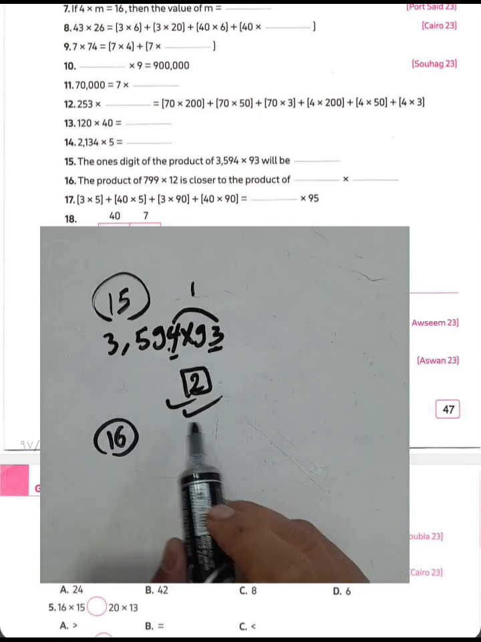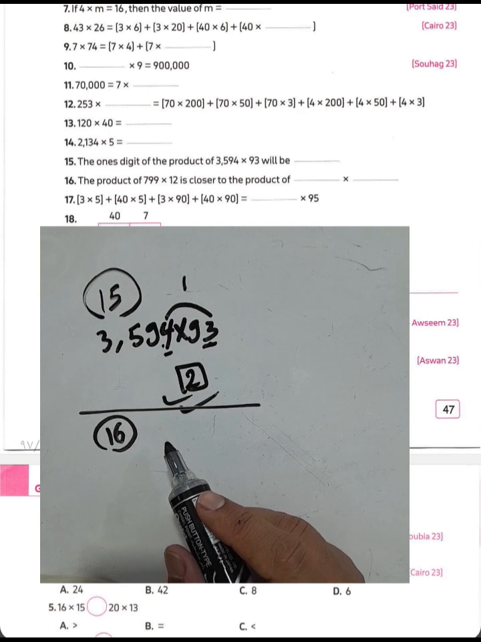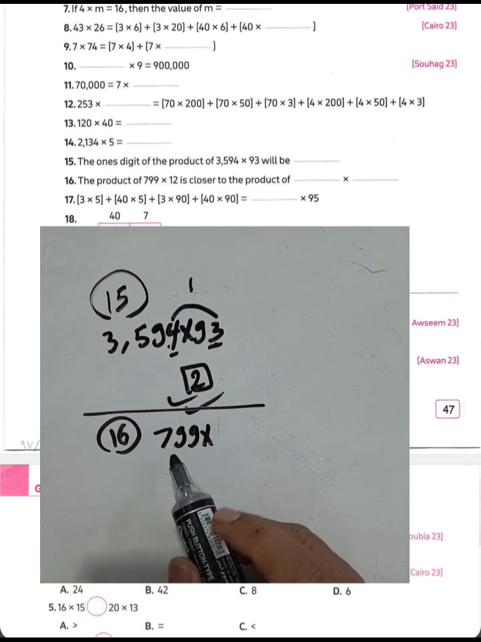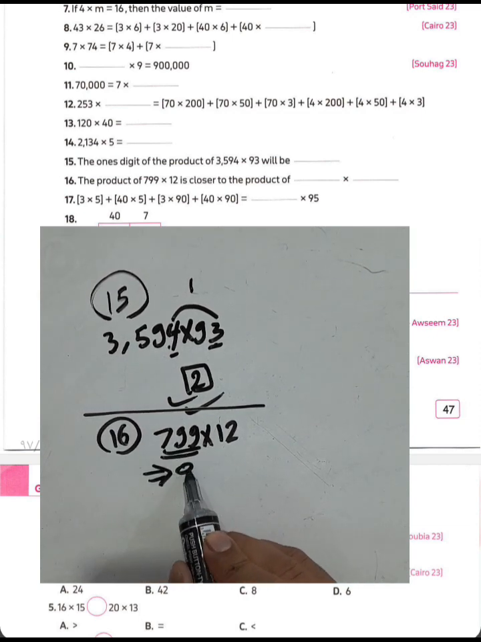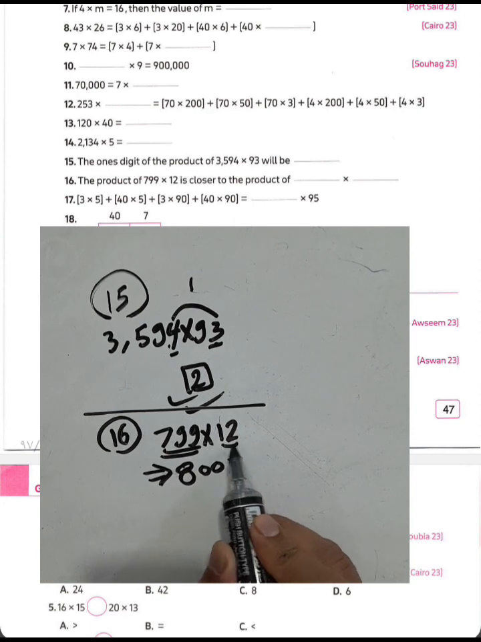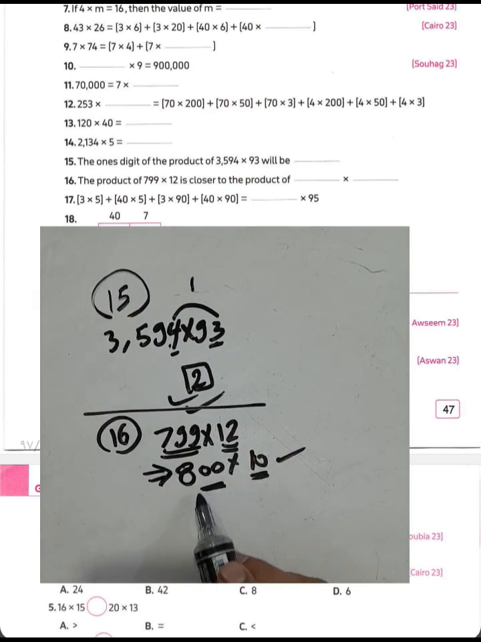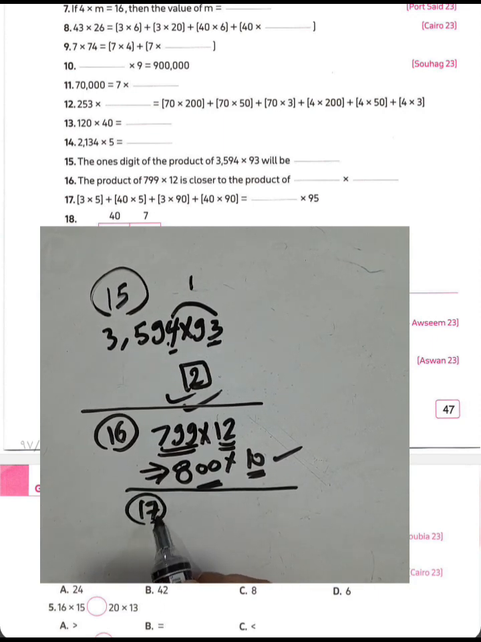Question 16. The product of 799 times 12 is closer to the product of what? 800 times 10, because 799 is nearest to 800 and 12 is nearest to 10.